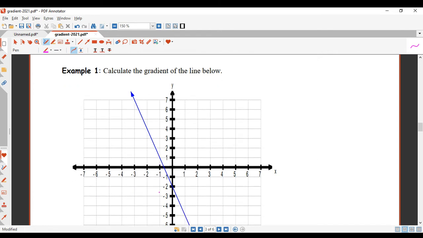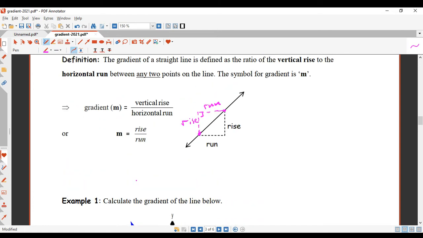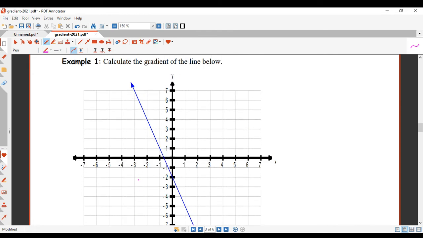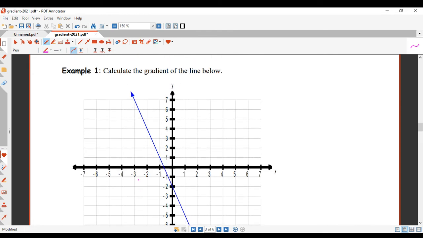Okay, so let's have a look at our first question here. All right, so we've got to calculate the gradient of the line below. Now, the way we do that is we look at 2 points we can be certain of the coordinates. So I'm going to choose this point, which definitely is on one of the grid corners. So I can definitely know that's the coordinates -2, 4. And I'm going to choose this one as well. I definitely know it goes through -2. But you could have chosen any other 2 points on the line, right? Because the steepness of the line is the same between any 2 points. Okay, so what we're going to do is work out the rise over the run.